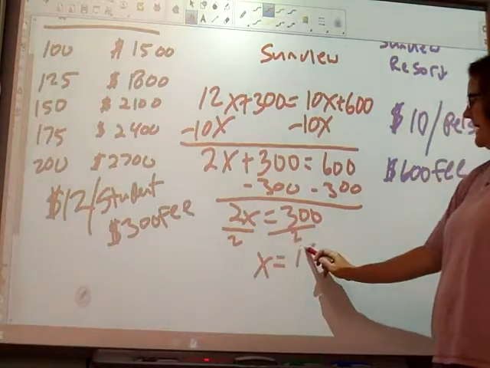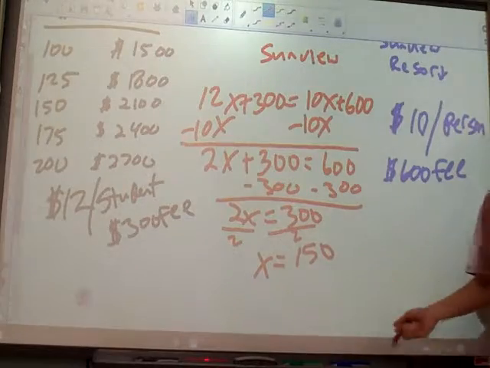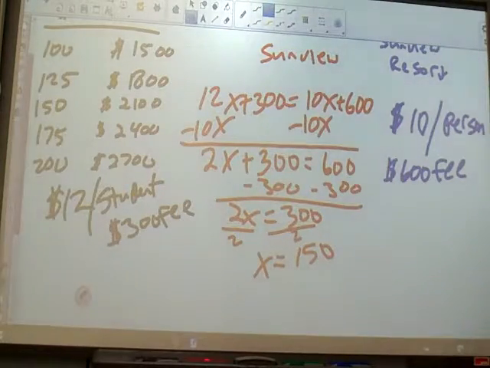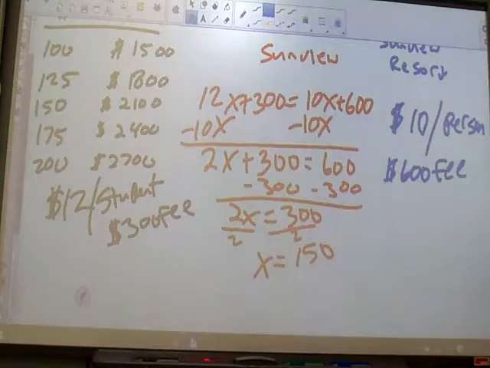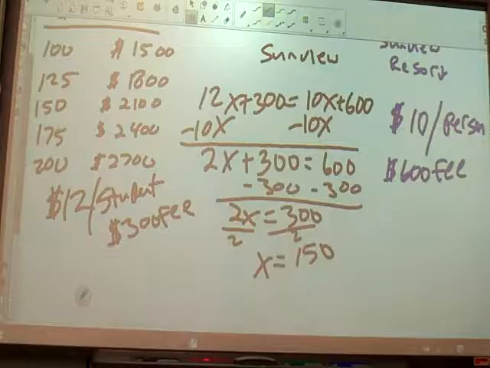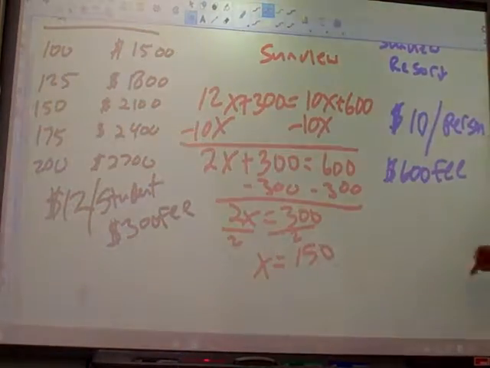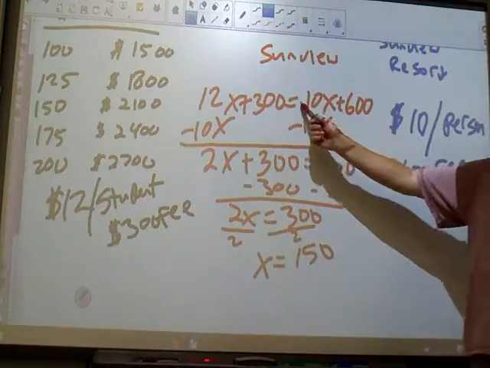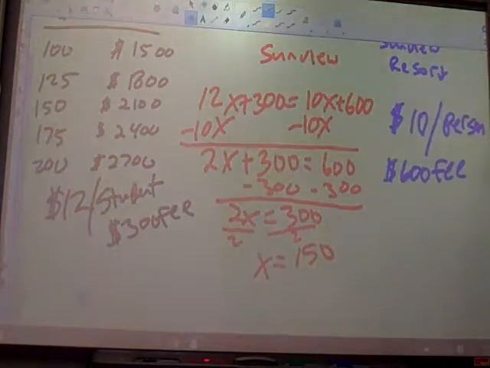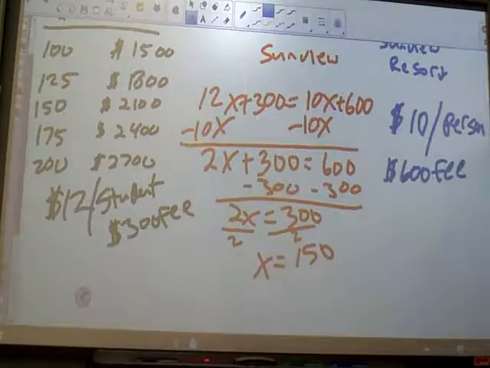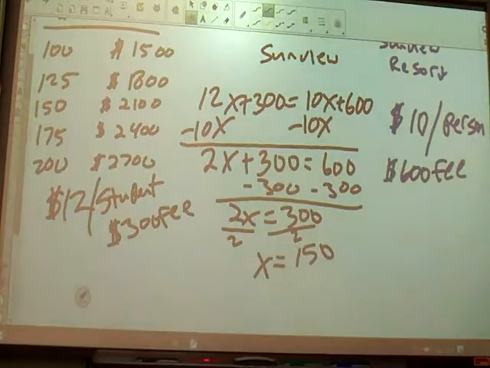So if I have 150 people, if 150 people sign up to say they're going to the prom, I could pick either one. Whichever one has a better view, whichever one's closer, I can pick either one. Because it's going to cost the same, because that's where those were equal. But what about if I have less? Which one would I want to pick? How can we figure that out?